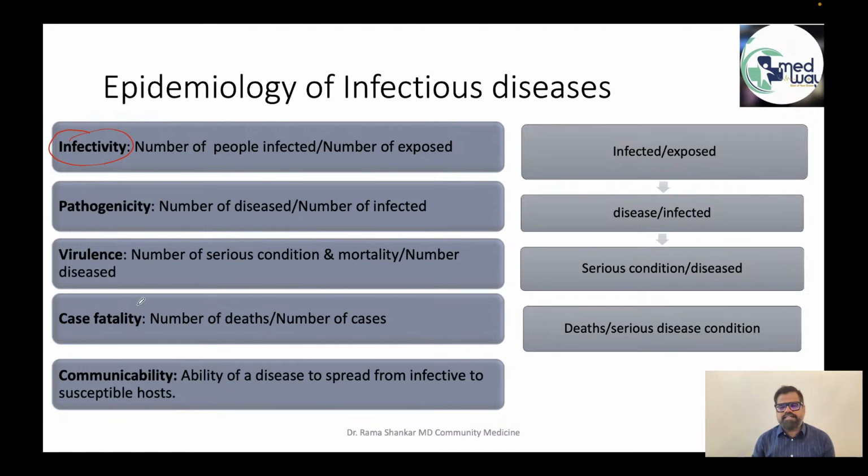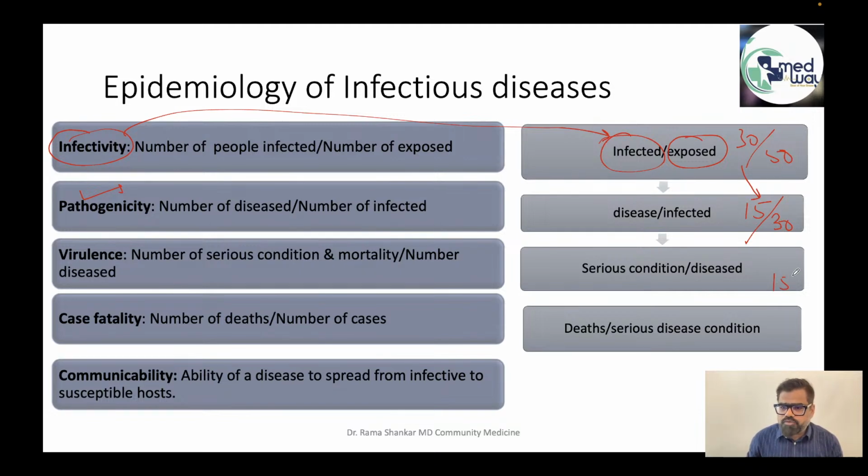Infectivity, what do you mean by that? Out of those people exposed, how many people developed infection? Suppose there are 50 people exposed, 30 got infected. So this is my infectivity. Now, out of those infected, which is 30 in my example, how many developed disease? 15. So this is my pathogenicity, right? Okay, out of 50 exposed, 30 infected. Out of 30 infected, 15 developed disease.